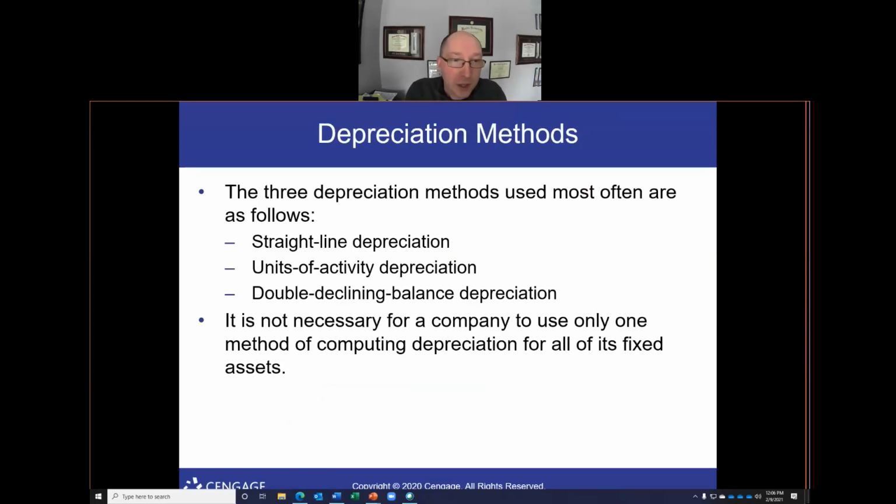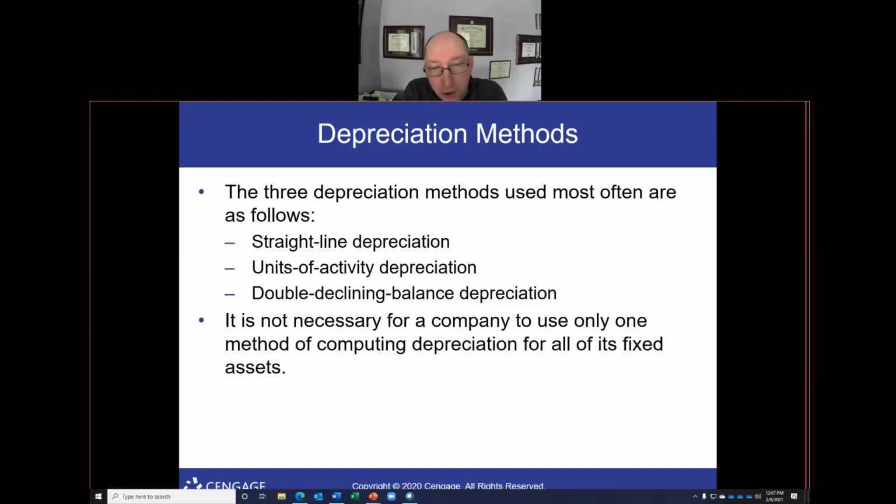Okay, so as I said, there are 3 methods of depreciation. First one is straight line depreciation. That's where we depreciate the same amount every year over its useful life. The second most common is units of activity. What this is, is that I can estimate the number of units I will create using the asset over its useful life. We'll talk more about it.